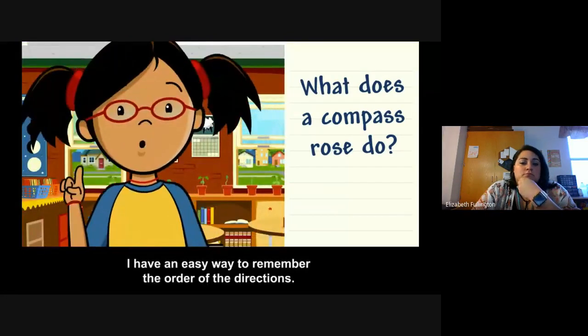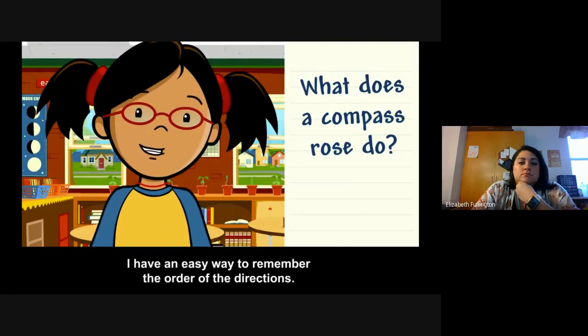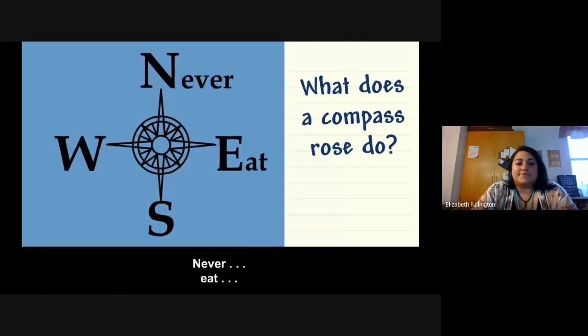I have an easy way to remember the order of the directions. Never eat soggy waffles.